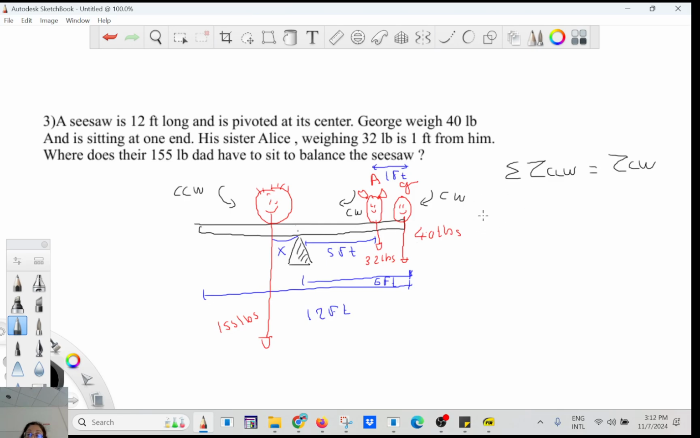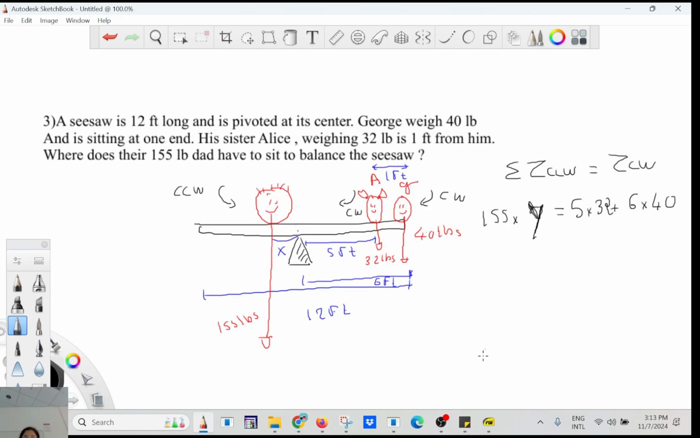Okay, so that means dad times the distance, I'm going to call that X, and the other distance, I'm going to call that Y, equals 5 times 32 plus 6 times 40, times 42. 42, right? Do you all agree?